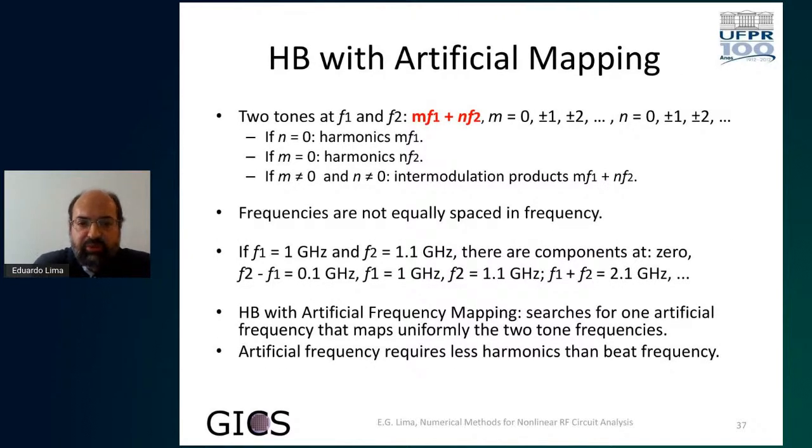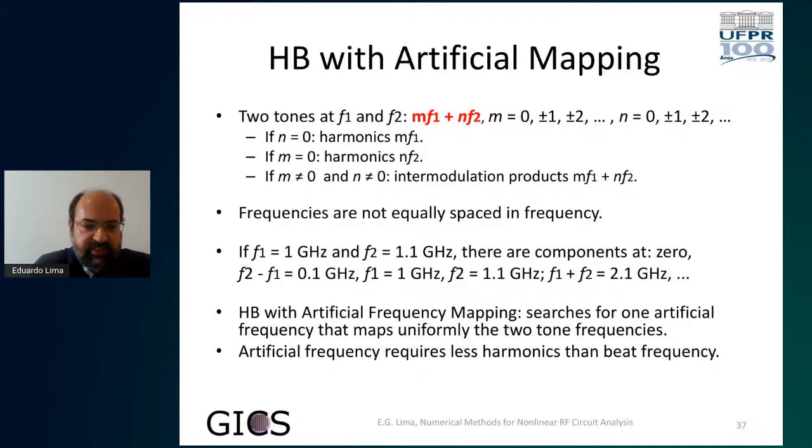In this slide, the harmonic balance with artificial frequency map is illustrated in the two-tone case. Given two tones at frequencies F1 and F2, the non-null frequencies are given by the linear combination between F1 and F2, in which M and N can be equal to zero, or can be positive or negative integer numbers. For example, if N is set to zero, we have the harmonics of F1. If M is set equal to zero, we have the harmonics of F2. If M and N are simultaneously different from zero, we have the intermodulation products between F1 and F2.